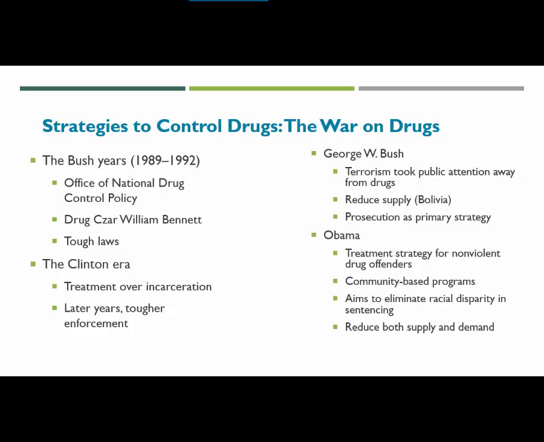And then finally, we have President Obama, who wanted to offer a treatment strategy for nonviolent drug offenders. Under his administration, there became a focus on community-based programs, so keeping people in the community versus incarceration. It was the first presidential administration that actively tried to combat the racial disparities that were being seen in sentencing. And as your book notes, there was still this focus on trying to reduce the supply as well as the demand of drugs.